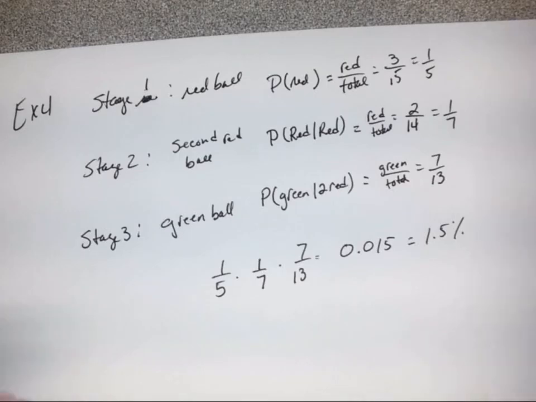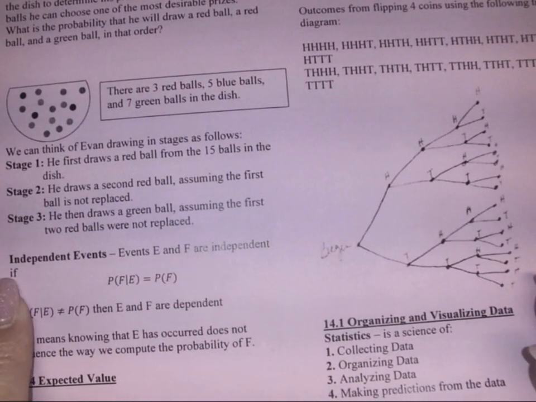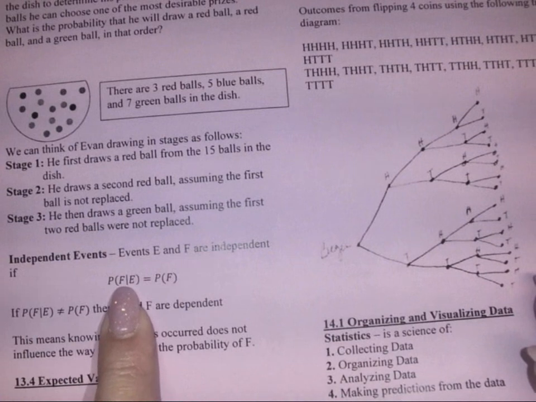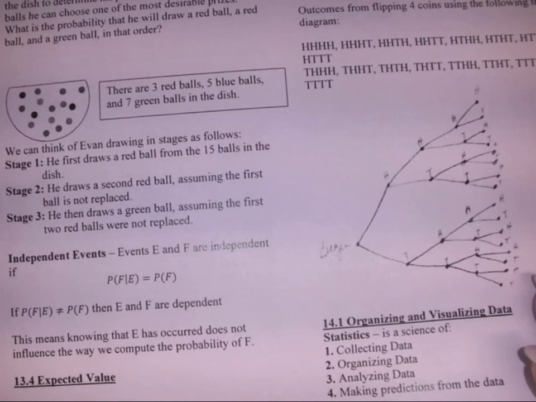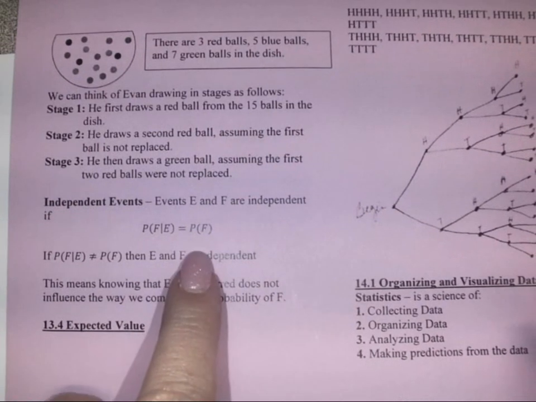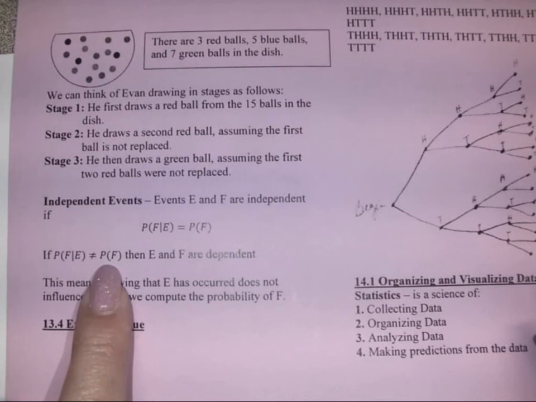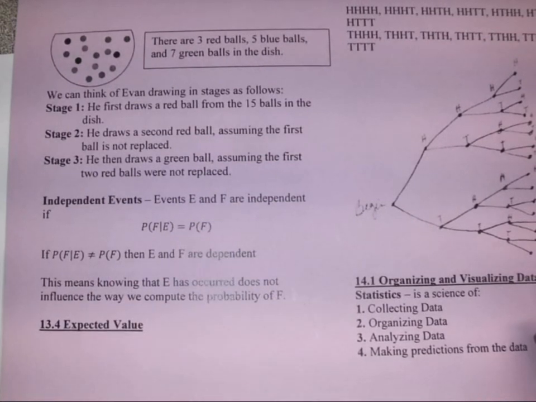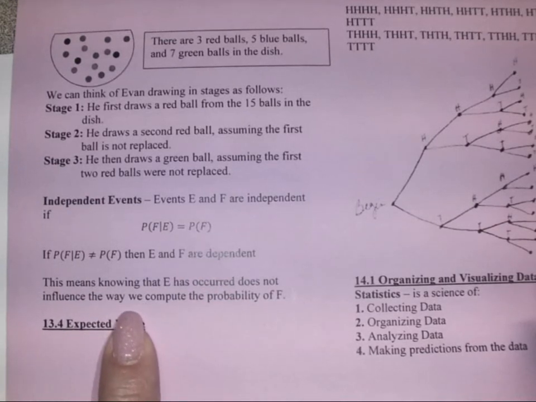And then just to briefly touch on independent events. Events E and F are independent if the P of F given E, so given that E happened, is still the same as P of F. So if they are independent and don't affect each other at all, then that makes them independent. And then if P of F given E doesn't equal the same thing as if we just took P of F, then they are dependent on each other. So this means knowing that E has occurred does not influence the way we compute the probability of F.